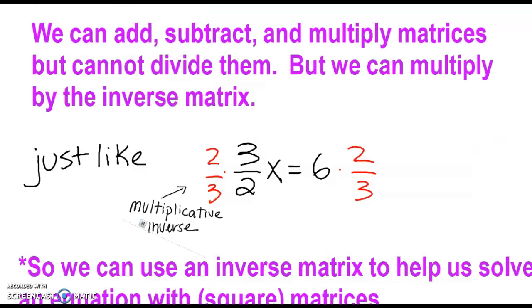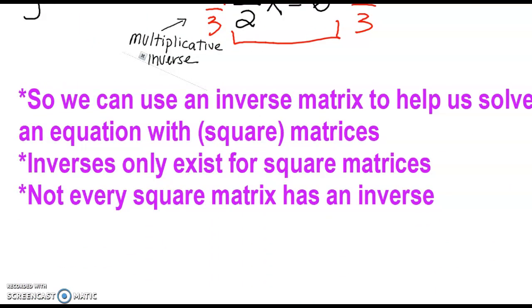This is not in your notes if you printed them from my Google Drive, but you'll see when we add, subtract, and multiply matrices, we can do that. We just can't divide them, but what we can do is multiply by the inverse matrix. Just like if you have the equation 3/2 x equals 6, we can multiply both sides by 2/3, which is the multiplicative inverse, to solve for x. That's kind of what we're doing with matrices. So you can use an inverse matrix to help solve an equation with only square matrices. It has to be a 2x2, 3x3, 4x4. Inverses only exist for square matrices, and not every square matrix has an inverse.